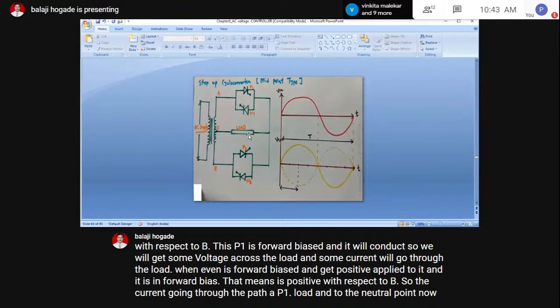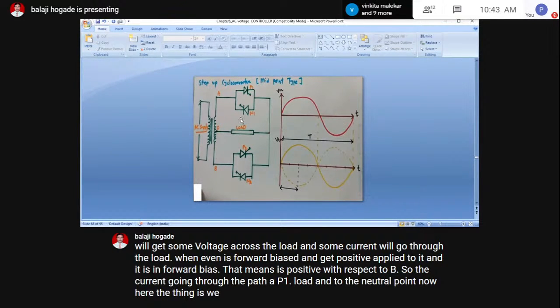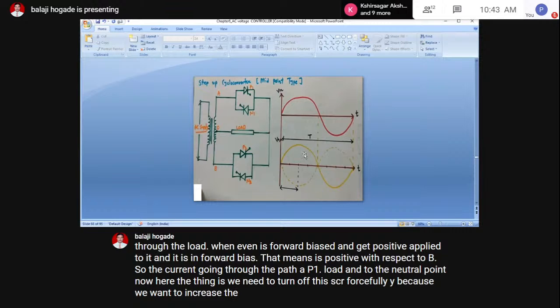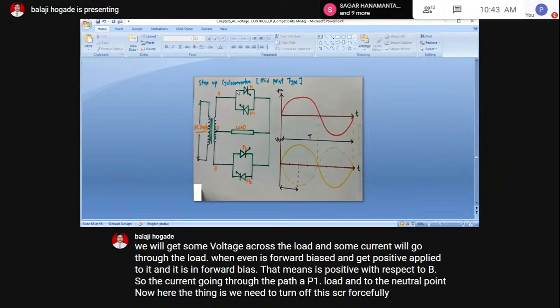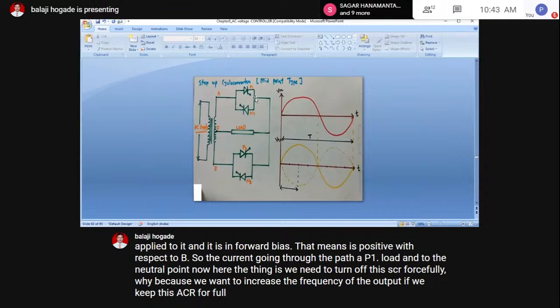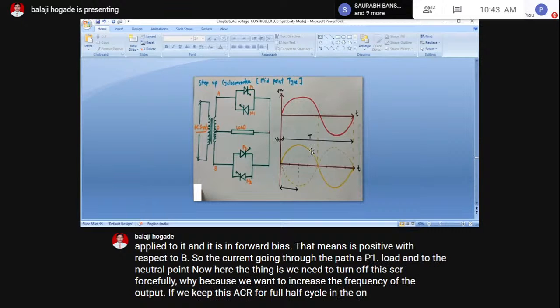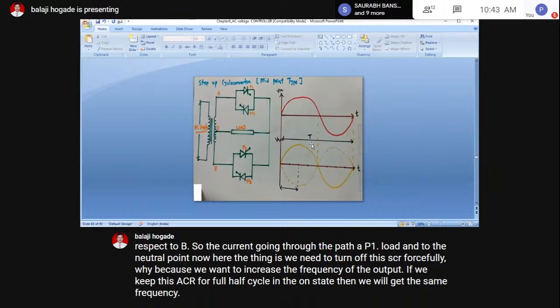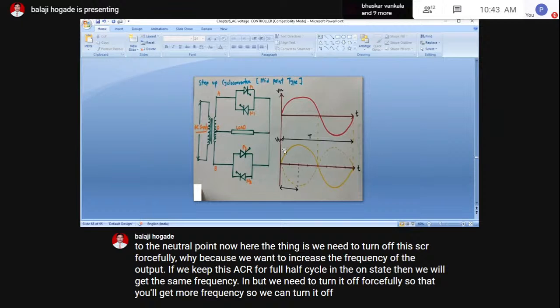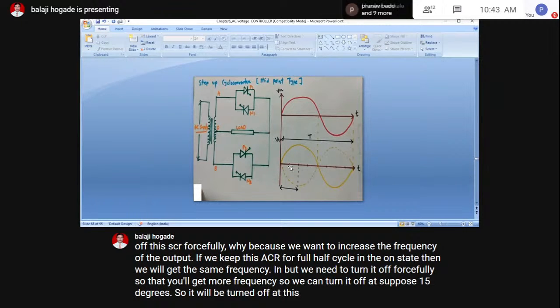Now here we need to turn off this SCR forcefully. Why? Because we want to increase the frequency of the output. If we keep this SCR in the on state for the full half cycle, then you will get the same frequency. So we need to turn it off forcefully so that you get more frequency. We can turn it off at, suppose, 15 degrees. So it will be turned off at this point. Here you can see.